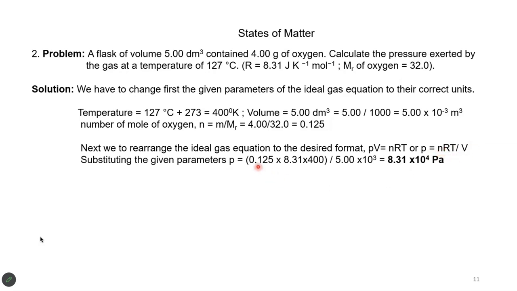Put in all the values given in the problem, and then we find that the pressure for this gas, 4 gram of gas, is equal to 8.31 times 10 to the power 4 pascals.